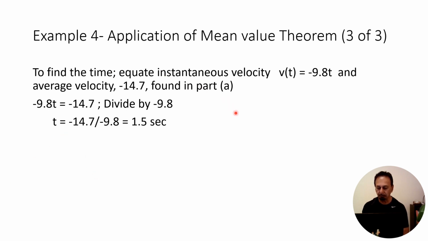To find the time, we set the instantaneous velocity negative 9.8 t equal to the average velocity of negative 14.7 found in part A. So we have the equation negative 9.8 t equals negative 14.7. To solve this, we divide both sides by negative 9.8. So t equals negative 14.7 divided by negative 9.8. Negative divided by negative becomes positive, and when you divide, it gives you 1.5 seconds. So the answer is 1.5 seconds.